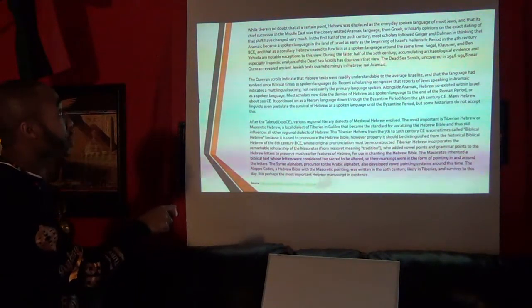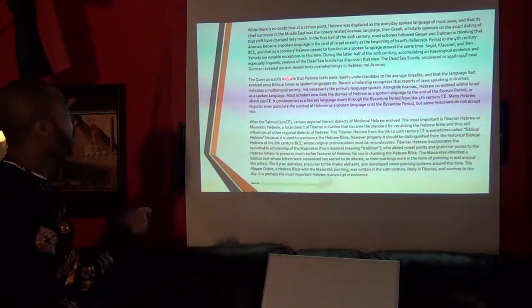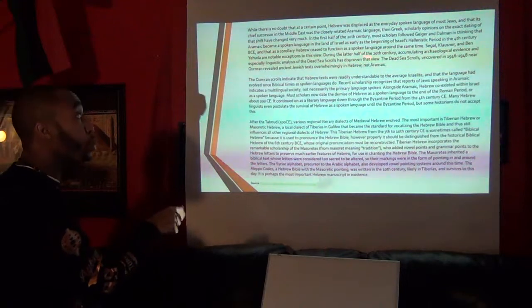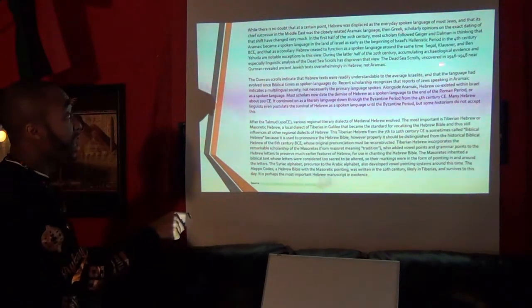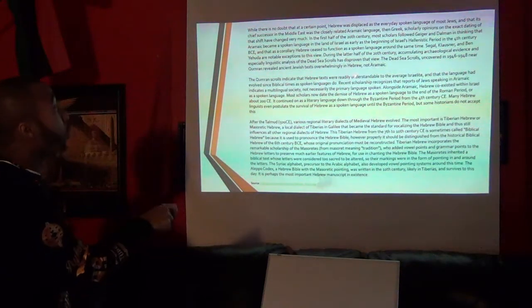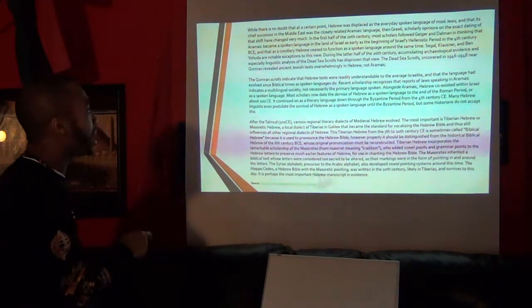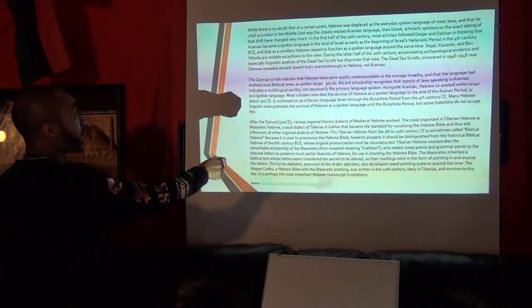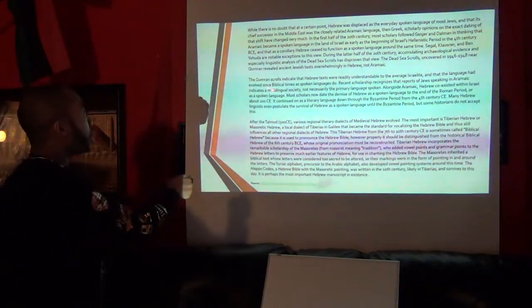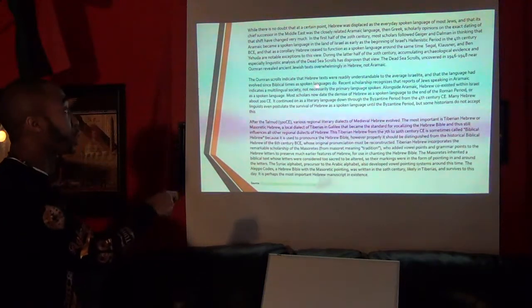During the latter half of the 20th century, accumulating archaeological evidence, and especially linguistic analysis of the Dead Sea Scrolls, has disproven this view. The Dead Sea Scrolls, uncovered in 1946 and 1948 near Qumran, revealed ancient Jewish texts overwhelmingly in Hebrew, not Aramaic. The Qumran scrolls indicate that Hebrew texts were readily understandable to the average Israelite, and that the language had evolved since biblical times as spoken languages do.